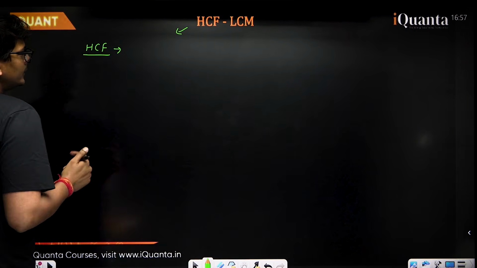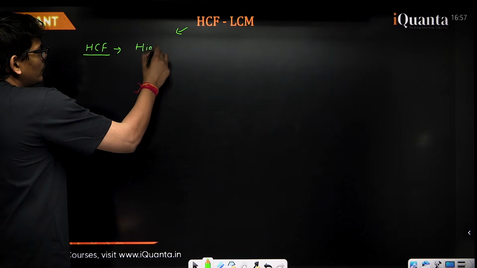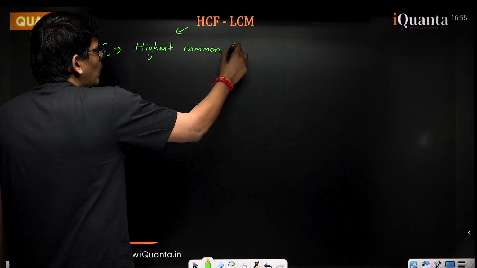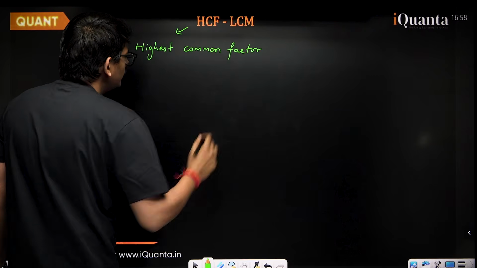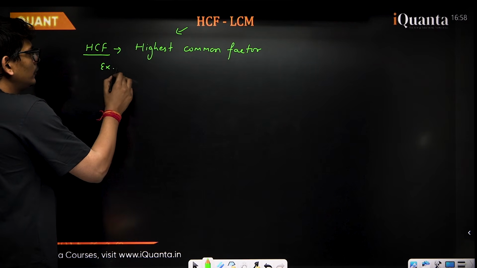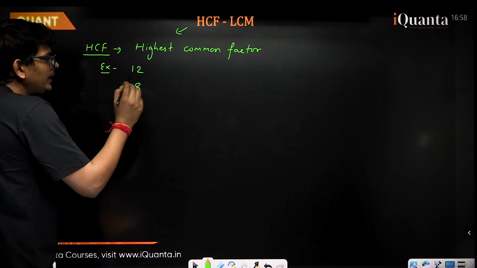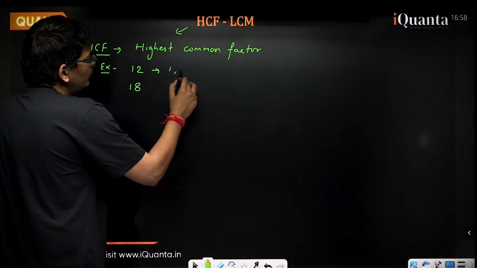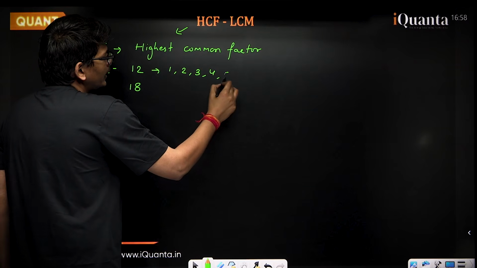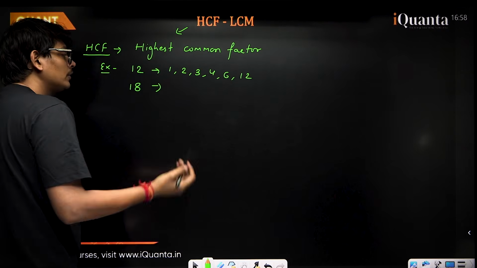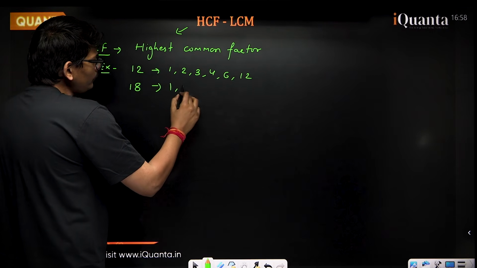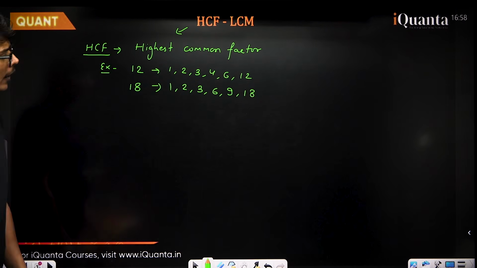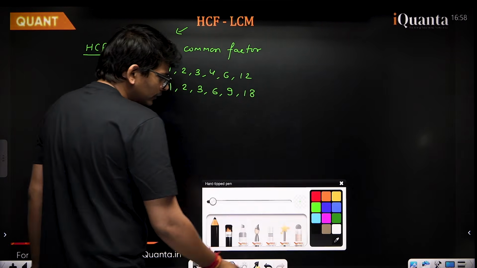So what exactly is HCF? It consists of 3 words and we will discuss each word in detail. Highest common factor. Suppose I take two numbers, 12 and 18. What are the factors of 12? Simply 1, 2, 3, 4, 6 and 12. What are the factors of 18? Right? Now the second word is common factor.